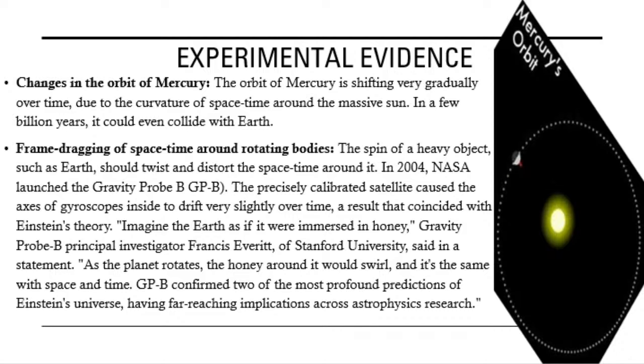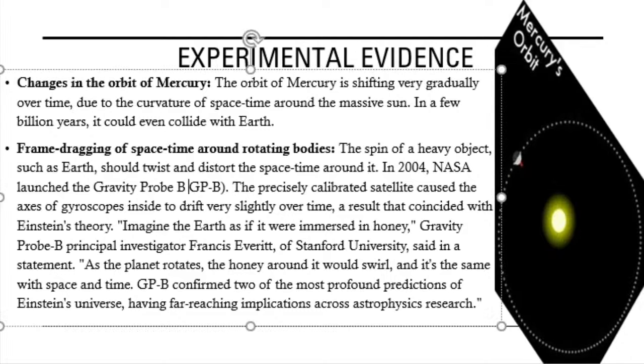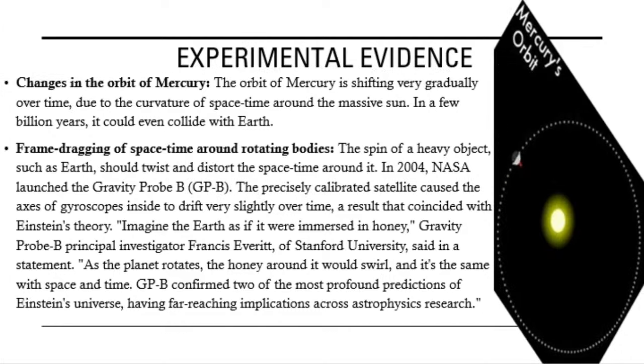Okay, so frame dragging of space-time around rotating bodies. The spin of a heavy object such as Earth should twist and distort the space-time around it. In 2004, NASA launched the Gravity Probe B, also known as GPB, the precisely calibrated satellite caused the axis of gyroscopes inside to drift very slightly over time, a result that coincided with Einstein's theory.